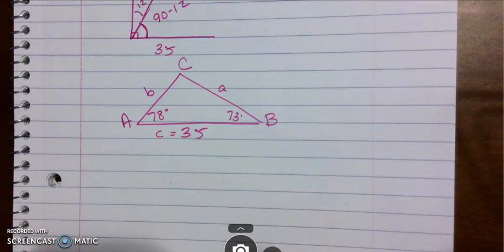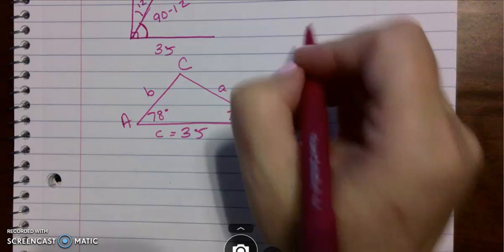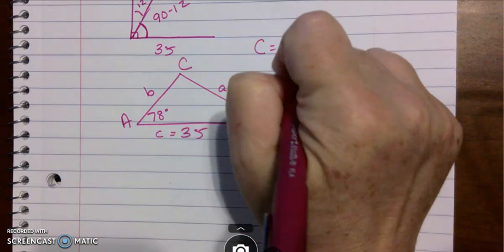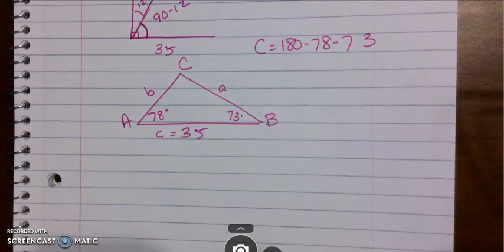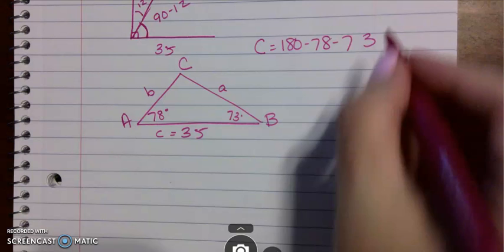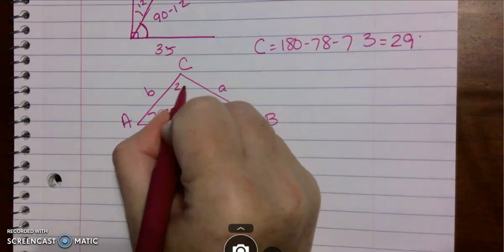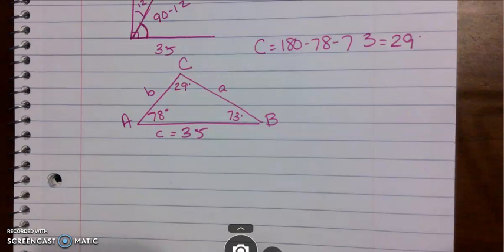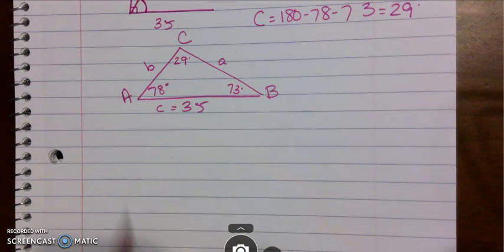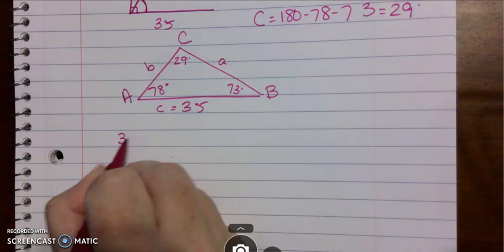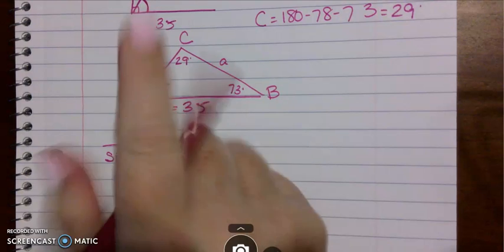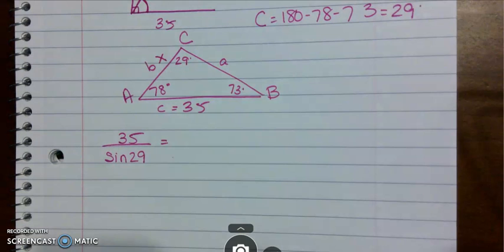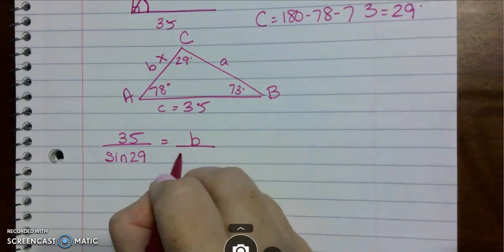Okay, so step 1, we got to figure out how big C is. Okay, so big C is 180 minus 78 minus 73. I got 29. Okay. Now do I know all of the letters? And if the answer is yes, we are going to use the law of sines. So sine of 29 equals, we're finding B. This is the question. So this will be B over sine of 73.